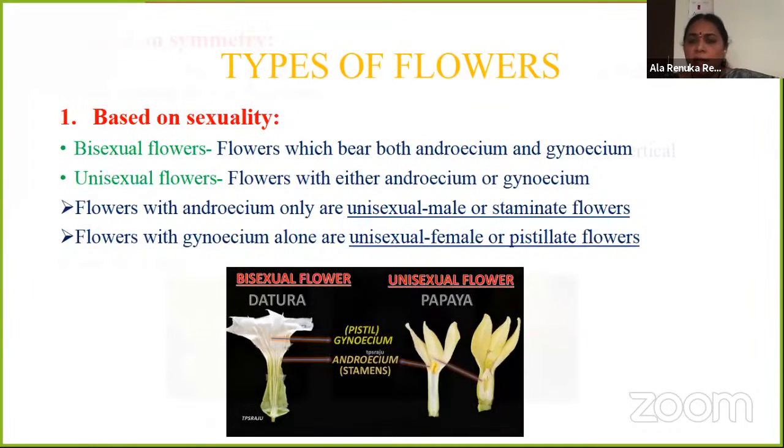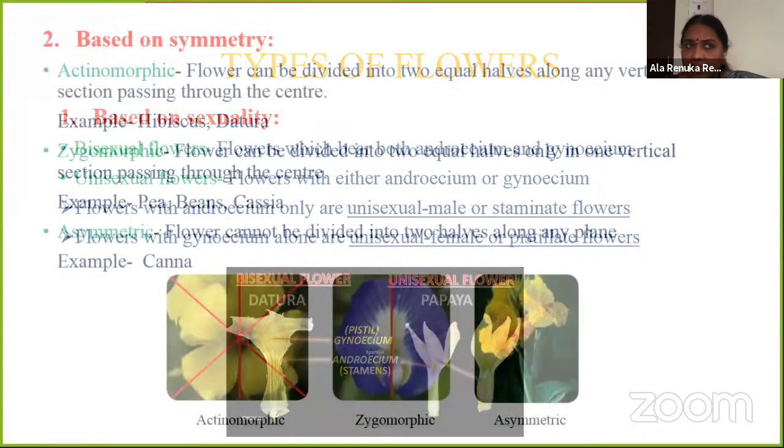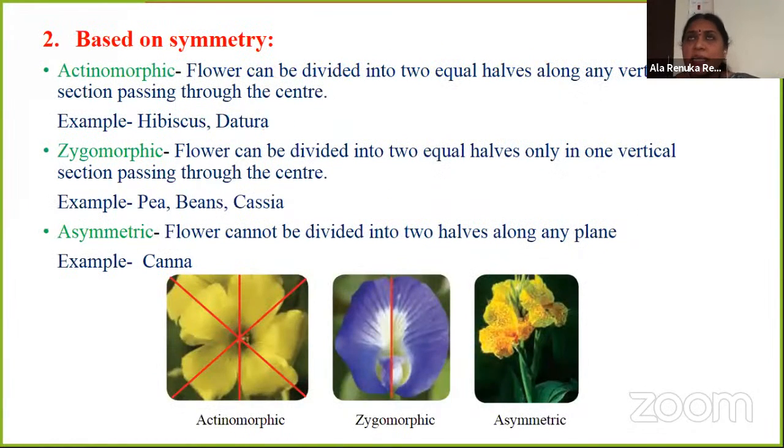And based on the mode of division, that is how they show symmetry. Symmetry means similarity. If we are able to divide a flower into two equal halves, it is said to be symmetric. That is called symmetry: two identical halves. Based on symmetry, there are three types of flowers: actinomorphic, zygomorphic, and asymmetric flowers.